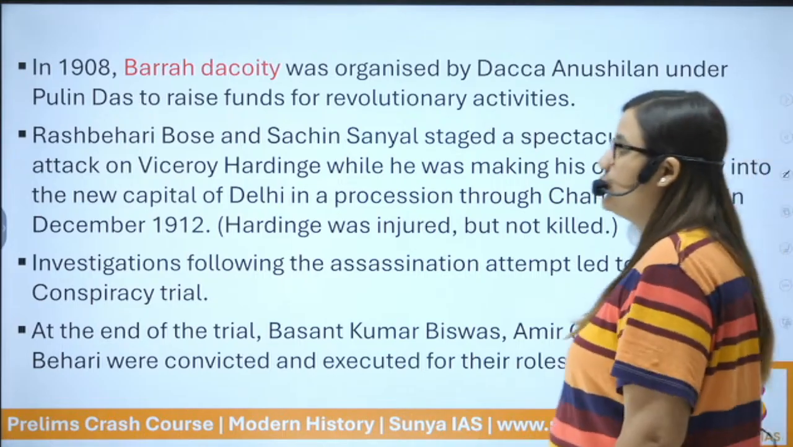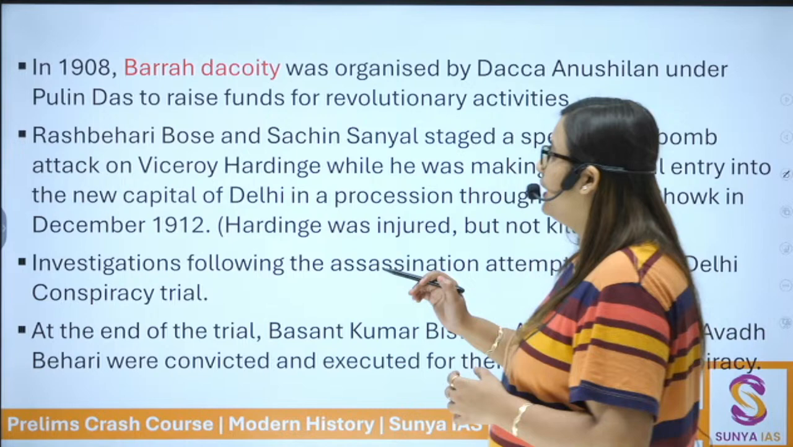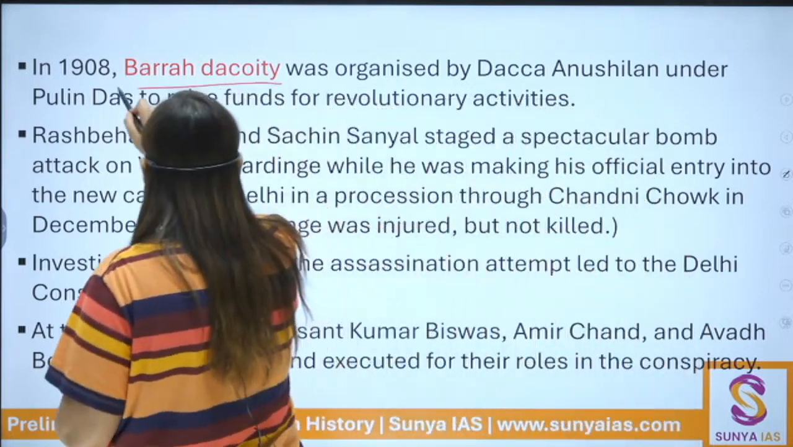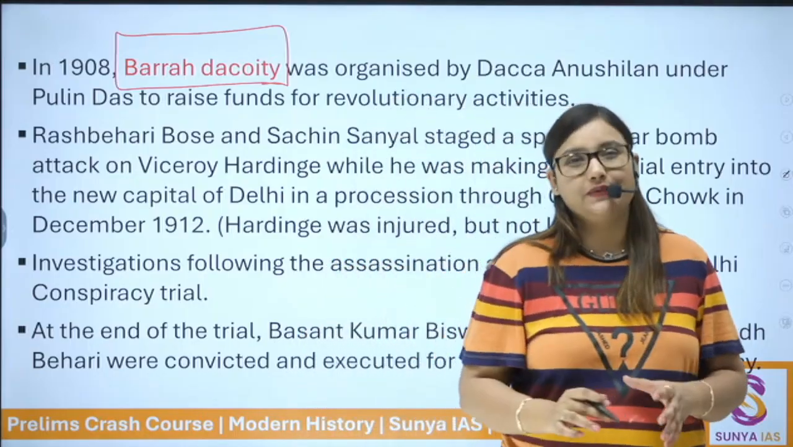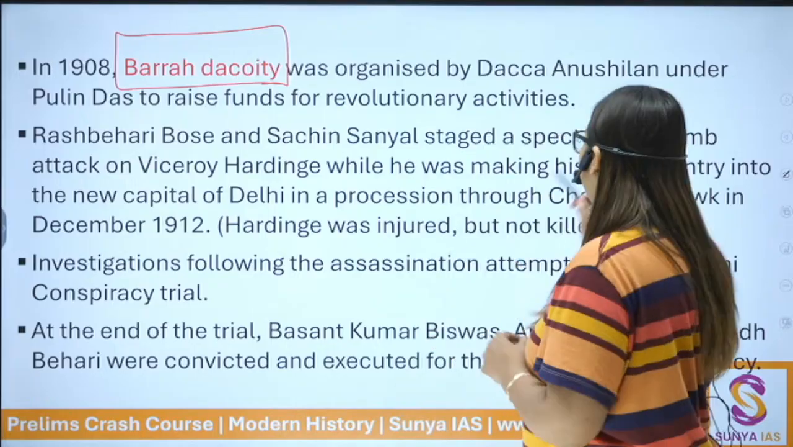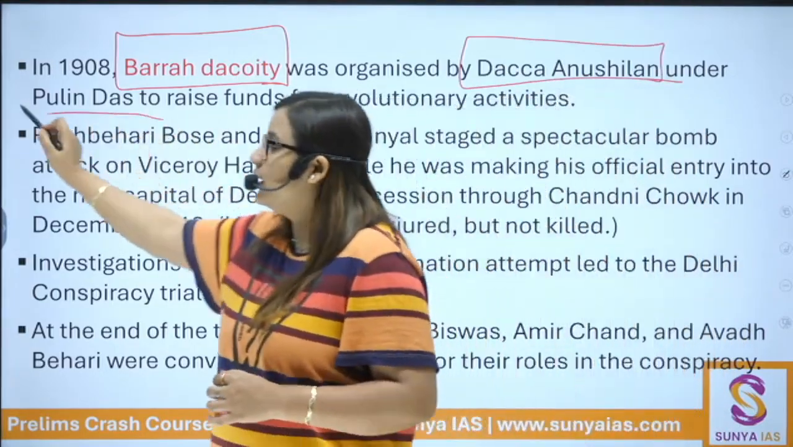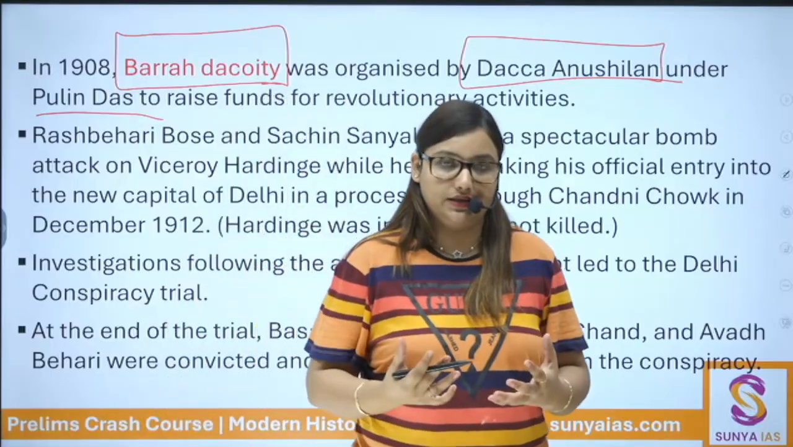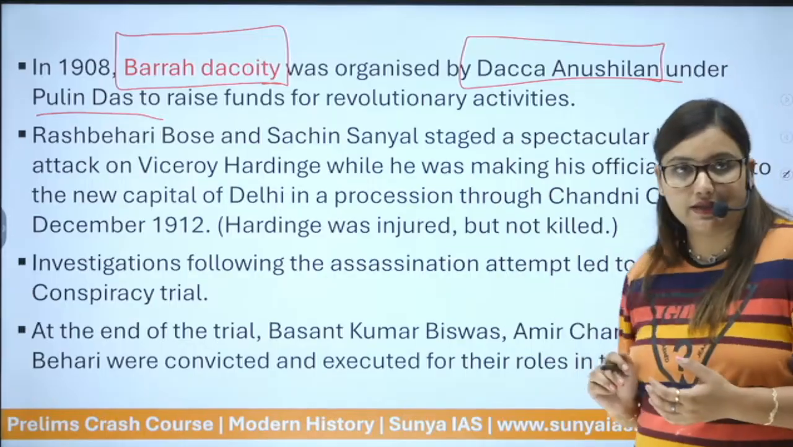In 1908, we had the Barahat Dacoity. It is again a very important point. Understand this. It was organized by the Dhaka Anushilan Samiti under Pulin Das. They wanted to raise some funds. They wanted to have some money for the revolutionary activities.